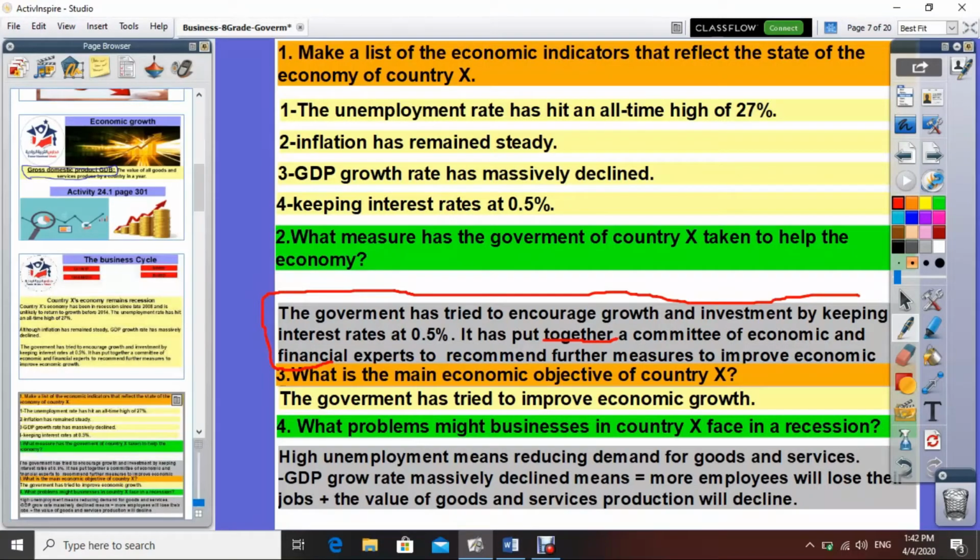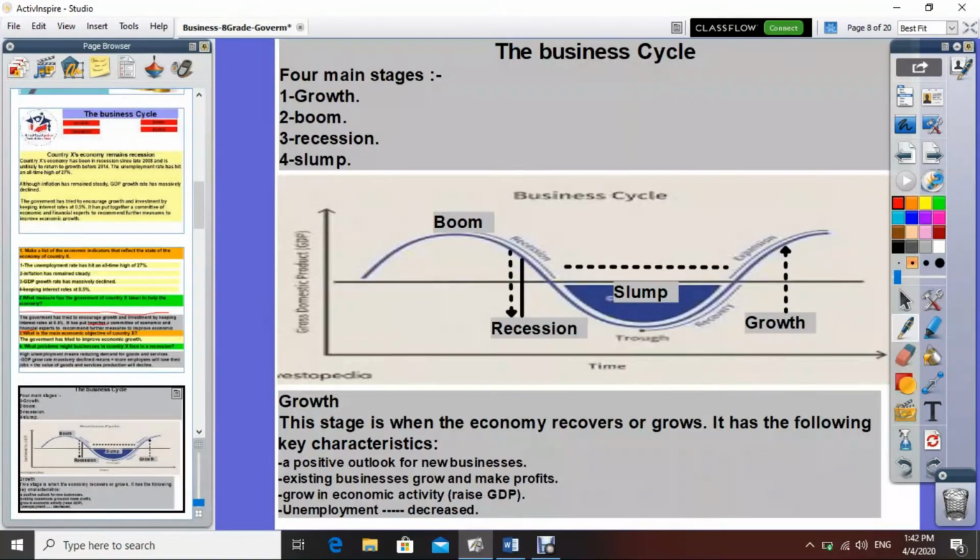Okay, let's go to the next slide. Here you can see the four stages of the business cycle. As you see here, guys, this is the boom, this is the recession, this is the slump, and finally growth. So we have four main stages: growth, boom, recession, slump. Let's start with growth.